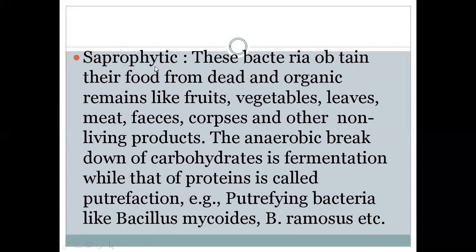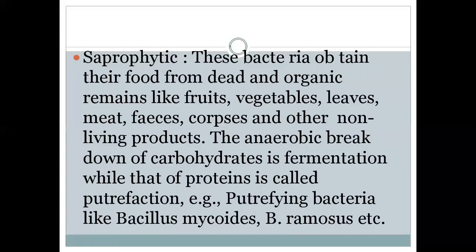The difference between pathogens and saprophytes is that pathogens survive on a living host, whereas saprophytes derive their energy from dead bodies. These bacteria obtain their food from dead or organic remains like fruits, vegetables, leaves, meat, fishes, corpses, and other non-living products. Whatever the material, it should be in a non-living form; only then can we call them saprophytes. The anaerobic breakdown of carbohydrates is fermentation, while that of proteins is called putrefaction.